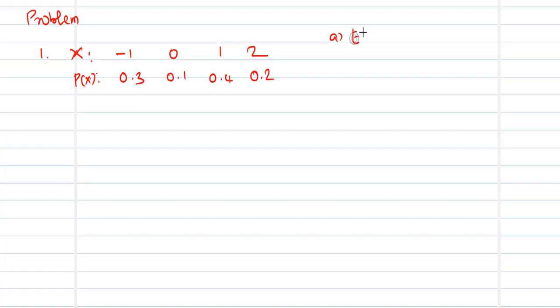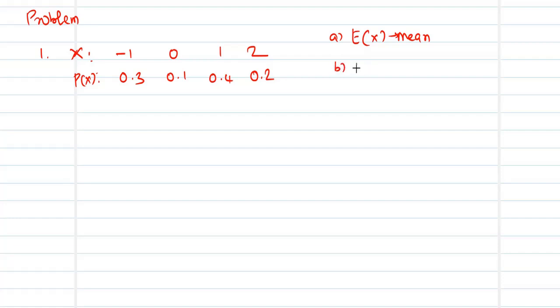So we move on to the problem. Problem number 1. If x is a discrete random variable that takes the values -1, 0, 1, 2 with the corresponding probabilities of x being 0.3, 0.1, 0.4 and 0.2. Now find the following. Number 1, the value for the mean or E of x. E of x is also called the mean.